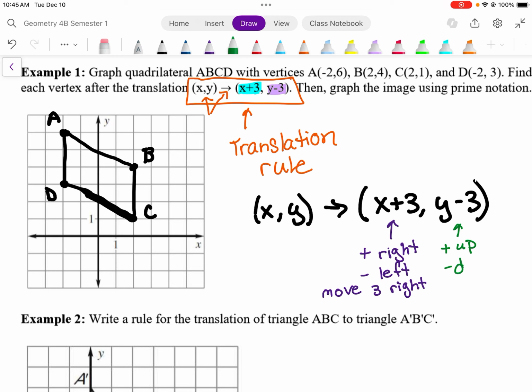If we're subtracting, we're going to move it down. And this one, we're subtracting 3. So then we would move it down 3 units. So we're going to go to all of our points. So let's start with A.